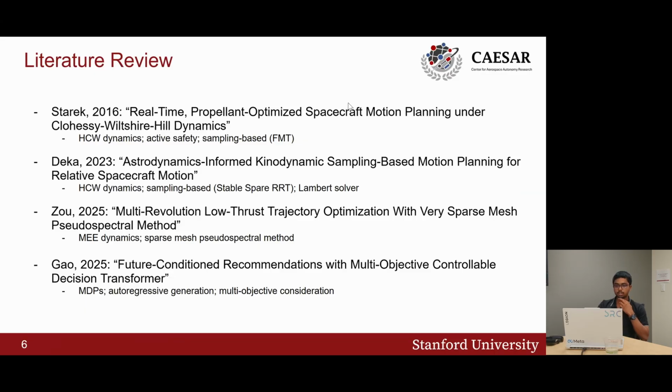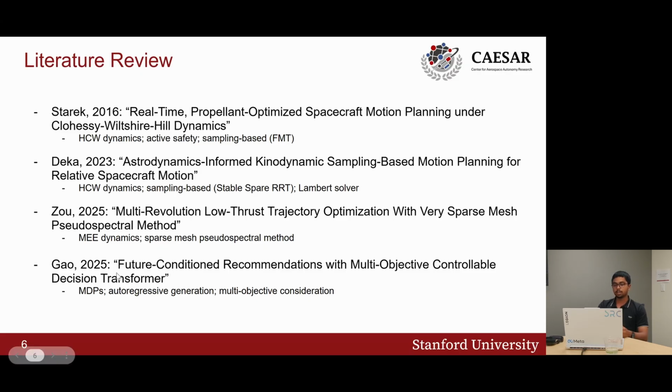If you look at many of the solutions proposed in the past, they consider HCW dynamics. They incorporate passive safety. Some of them are sampling based. There are many methods, but one thing is that they don't consider the trade-off analysis. If you have a very specific mission design with a lot of competing objectives, these proposed methods do not necessarily consider all of that. It just returns one of the solutions.